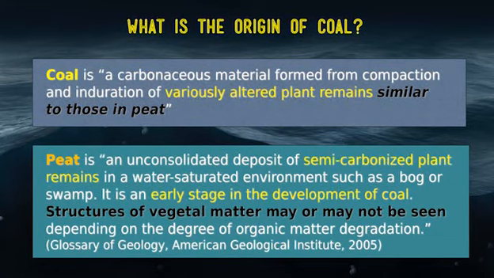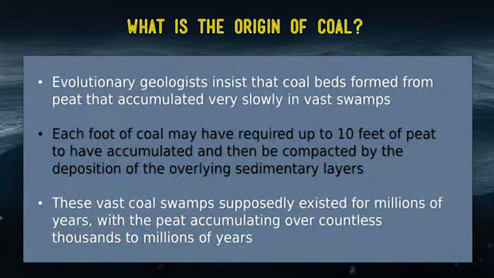Well, what is a peat? Let's explore that. Peat is an unconsolidated deposit of semi-carbonised plant remains in a water-saturated environment such as a bog or a swamp. And of course, the dictionary says it's an early stage in the development of coal, which it isn't, as you'll find out tonight. Structures of vegetal matter may or may not be seen, depending on the degree of organic matter degradation. Well, let's explore this a bit further.